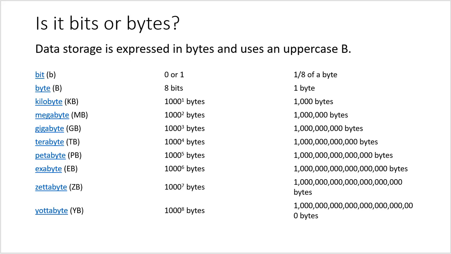So is it bits or is it bytes? Data storage is expressed in bytes and uses an uppercase B. Right? So you've got a bit, a byte, 8 bits. You've got a kilobyte, 1,000 bytes. 1,000 kilobytes is a megabyte. 1,000 megabytes is a gigabyte. 1,000 gigabytes is a terabyte.